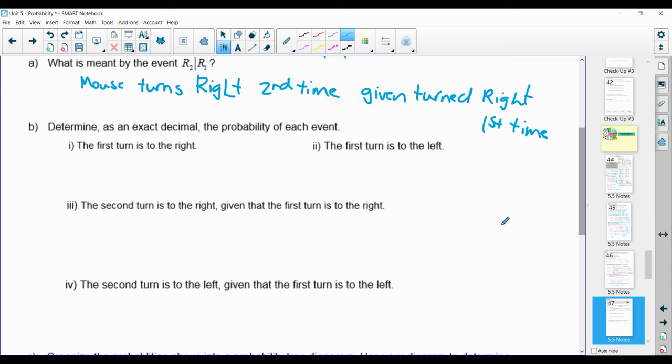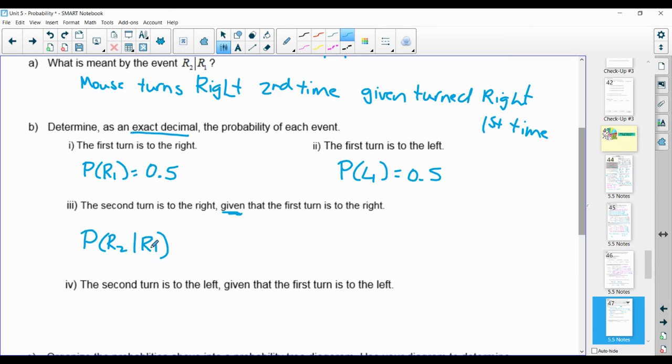All right, so let's write out some of these probabilities. So the first one says to figure out the probability, and then we're being asked to use decimals, the probability that the first turn is to the right. Well, we were already told earlier on that there's a 50-50 shot of turning right the first time. So the probability of turning right the first time is 0.5, meaning the probability of turning left the first time is also 0.5. The next question says the probability that the second turn is to the right, given that the first turn is to the right. So the probability of R2 given R1.